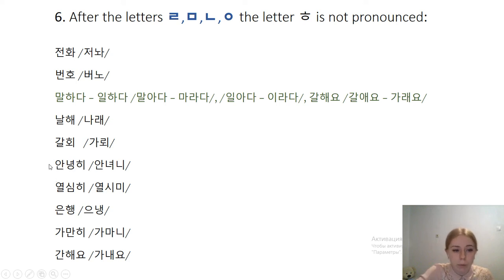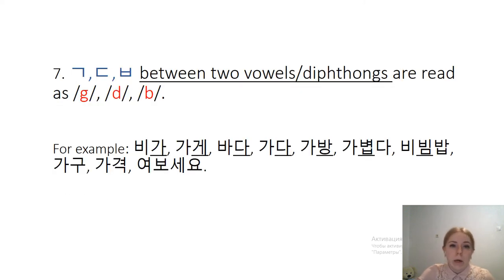The same is here. We don't read it by syllables. An, 년, 이, or 열심히. We read it like 열심히, 안연히, kare, 나래, 말하다, 일하다. What else? 가래요, one word. But it consists of syllables, so we have to know how to read them, and we have to know all these rules. Okay, and the last one, our rule, it's about k, d, p.